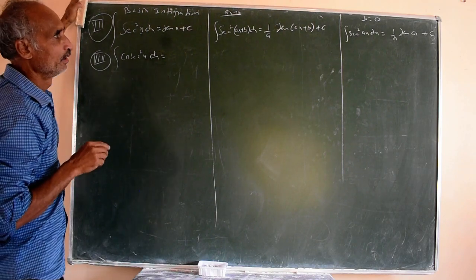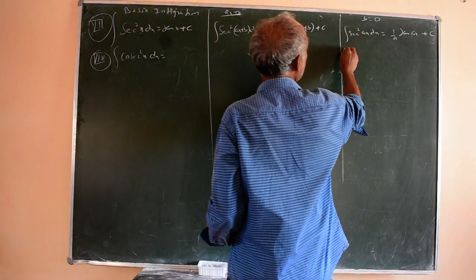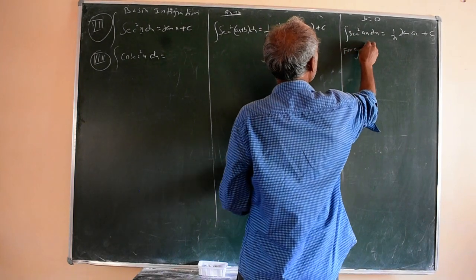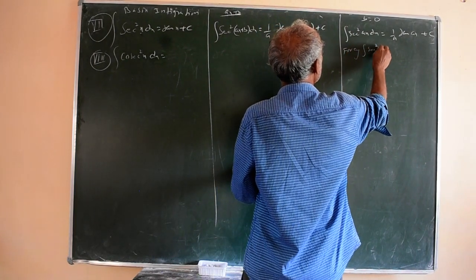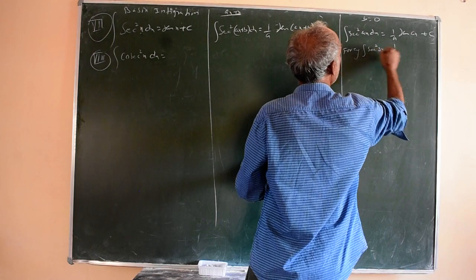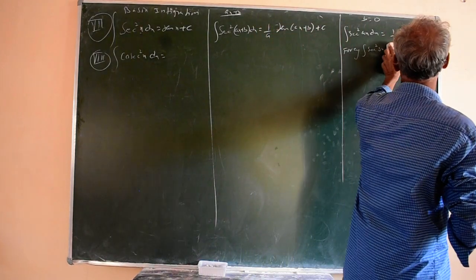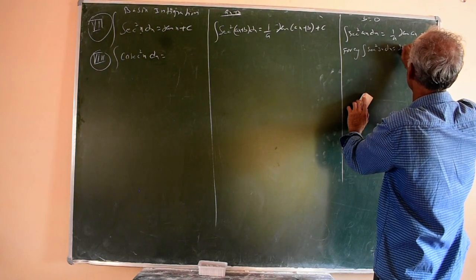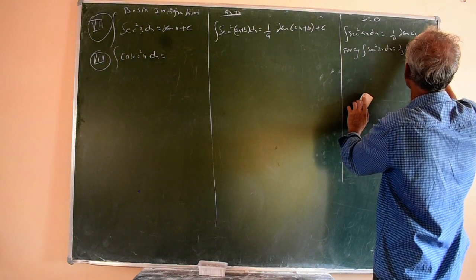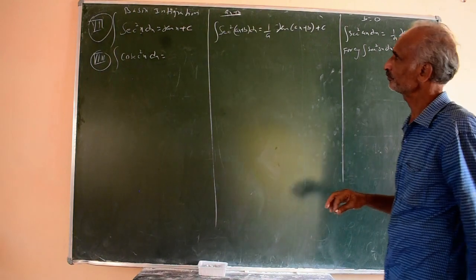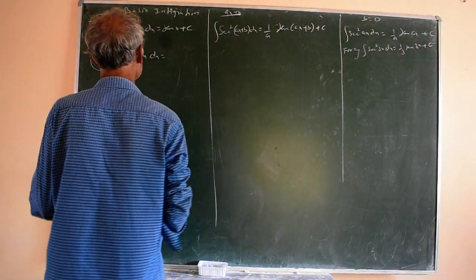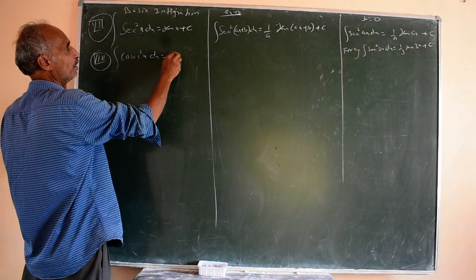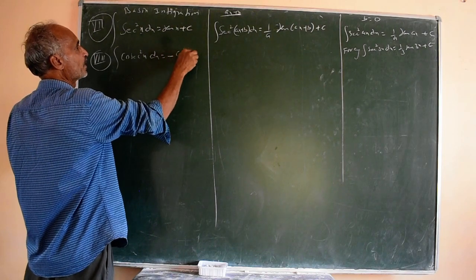For example, the 11th example: integration of sec square 3x dx. It is 1 by 3 tan 3x plus c, where a, b, c are constants. The example of the next formula: integration of cosec square x dx is minus cot x plus c.